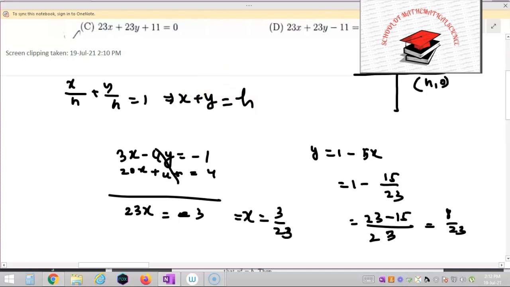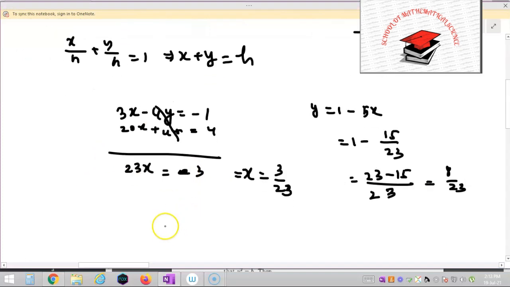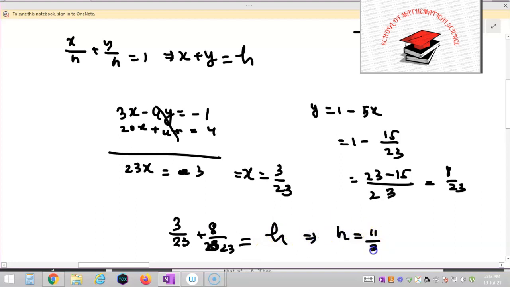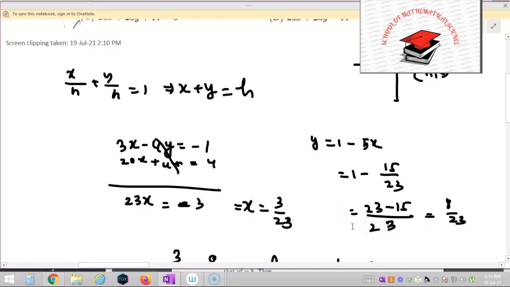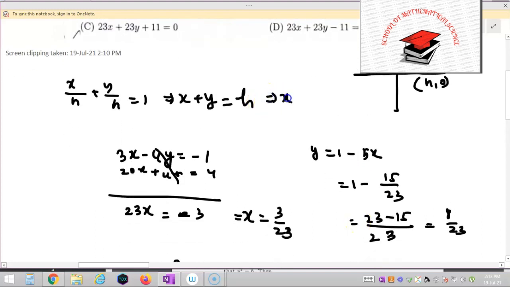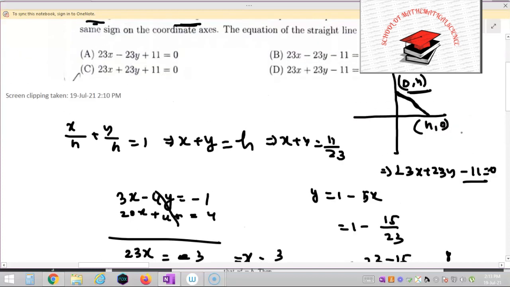So I am going to put this: 3 by 23 plus 8 by 23 is equal to h. So the value of h is equal to 11 by 23. So I am going to put all the values: x plus y is equal to 11 by 23. So 23x plus 23y minus 11 would be equal to 0. You can see this is our option D. So option D is our correct option. Okay, so we have solved the question number 13. Let's solve the question number 14.